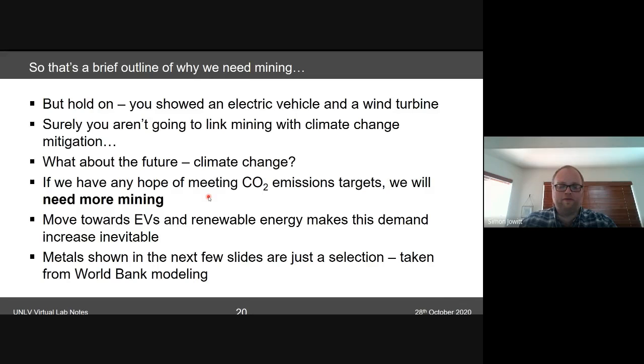We need to produce more metals that can be going to things like solar panels, electric vehicles, and wind turbines. All this infrastructure we need to reduce carbon dioxide emissions targets. This is happening already. People are moving towards electric vehicles, hybrid vehicles. People are moving towards renewable energy.